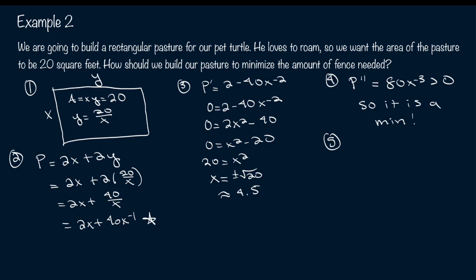Now we plug it back into the original equation that we have, which was that constraint equation. And we are going to get y equals 20 over x. Plug our x in, 4.5. And our y is also equal to about 4.5. So funny enough, now that we have our x and we have our y, we know what they should be. And funny enough, it actually works out to be a square. So that is going to be the minimum value that we need for our pasture for the turtle.